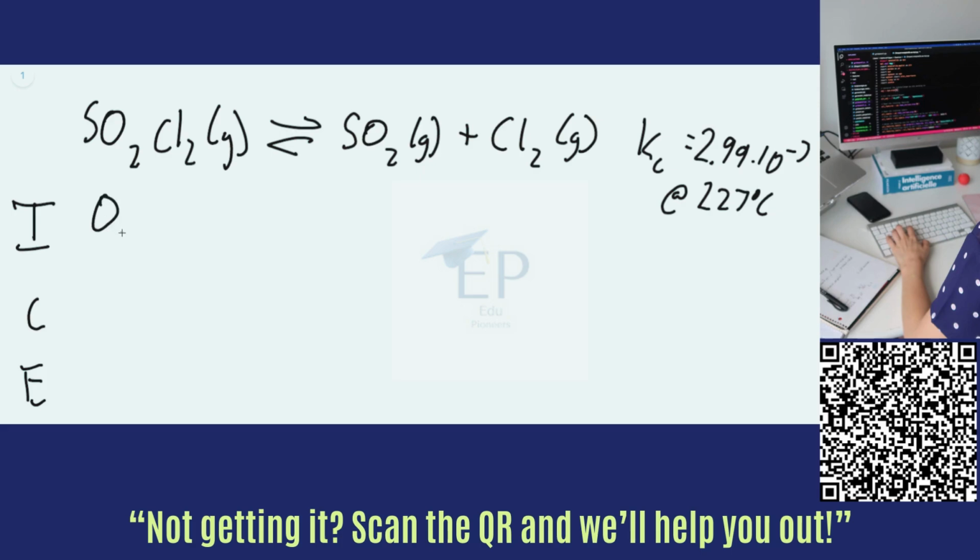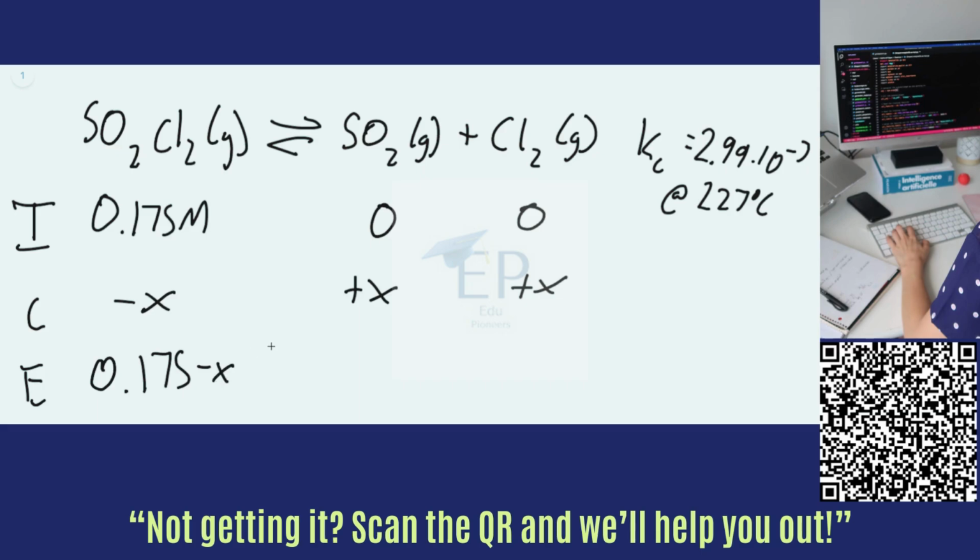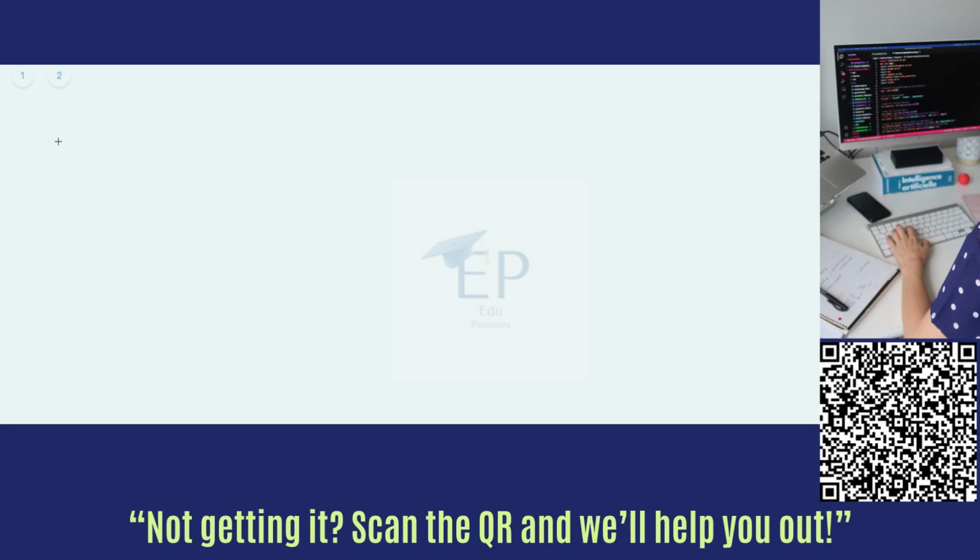And so we start out with 0.175 molar as our initial concentration here. And our initial concentration for each of our products is 0. Our change is minus X for our reactants and plus X for our products. And so our equilibrium is 0.175 minus X for our reactant and X for our products. So now that we have that, we can set up our Kc equation.